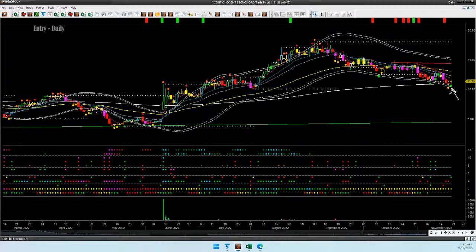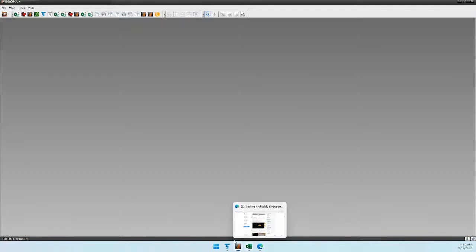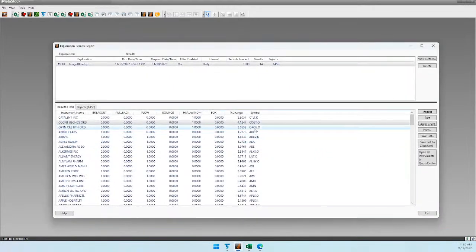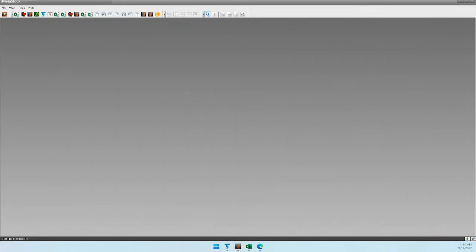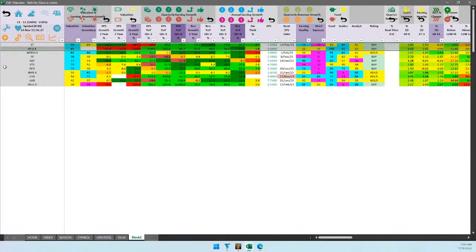COGT also displayed a bullish headwind, but like the previous stock, it also has a trendline resistance nearby. So let's close that. I am left with one possible buy candidate, that is OPCH. Okay, now is the time to carry out its fundamental analysis.